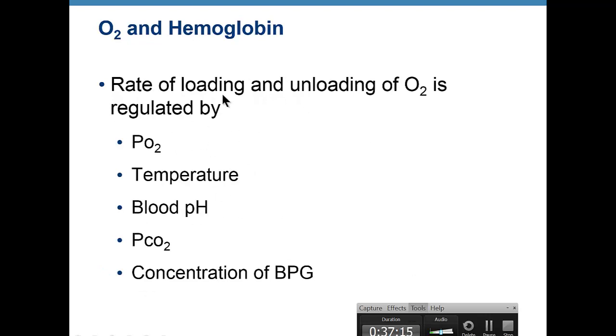So the rate of this loading and unloading depends on oxygen levels. What would you think? If we have high PO2, are we going to load or unload? We have high PO2, we're going to load. It's going to be greater affinity for loading. If we have high temperature, what would you predict? Loading or unloading? High temperature. Your cells are working hard. Do they need oxygen when they're hot? Definitely. So we're going to see more unloading.